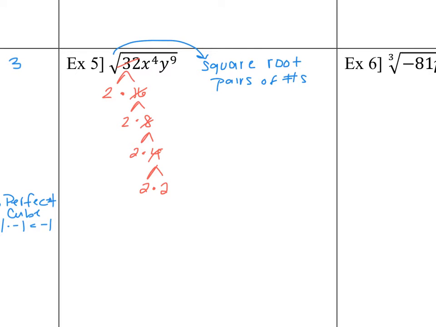Now that all your numbers are broken apart, let's deal with those variables. What we're going to do is expand these variables out. X to the 4th actually means that there are 4 x's multiplied together. Y to the 9th means there are 9 y's multiplied together.